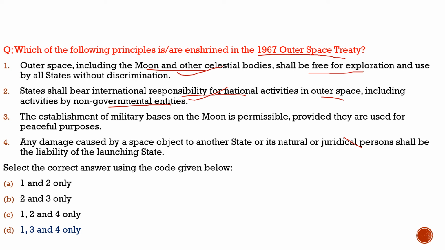Third statement, the establishment of military bases on the moon is permissible provided they are not used for peaceful purposes. Totally incorrect. This is not true. So the third statement is incorrect. Fourth statement, any damage caused by a space object to another state or its natural or juridical persons shall be the liability of the launching state. 100% correct. So with respect to this question, what are the correct statements? Correct statements are statement 1, statement 2 and statement 4. So from the code given below, the correct code would be option D.